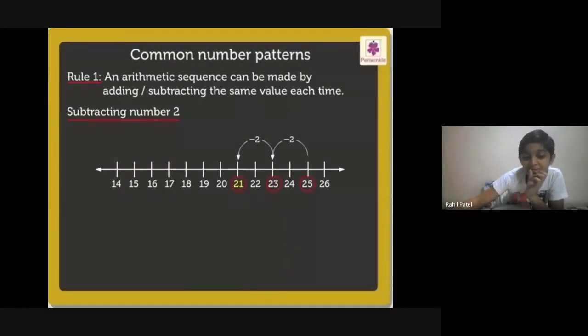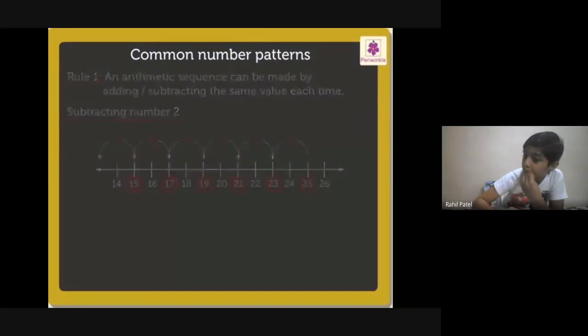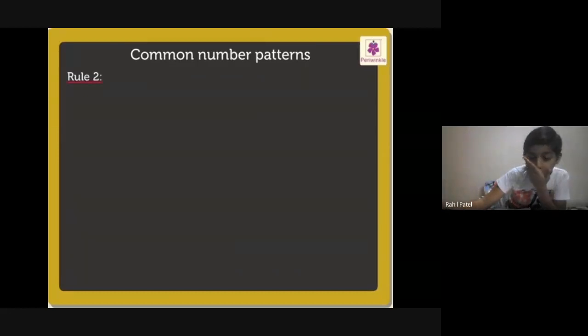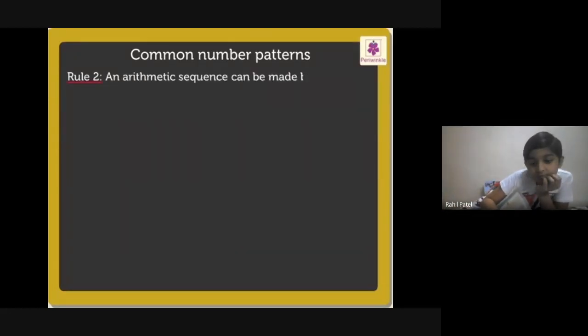Similarly, we get 19, 17, 15, and so on. Look, on subtracting 2 from the last number each time, we got a number pattern. Rule 2. An arithmetic sequence can be made by multiplying or dividing by the same value each time.